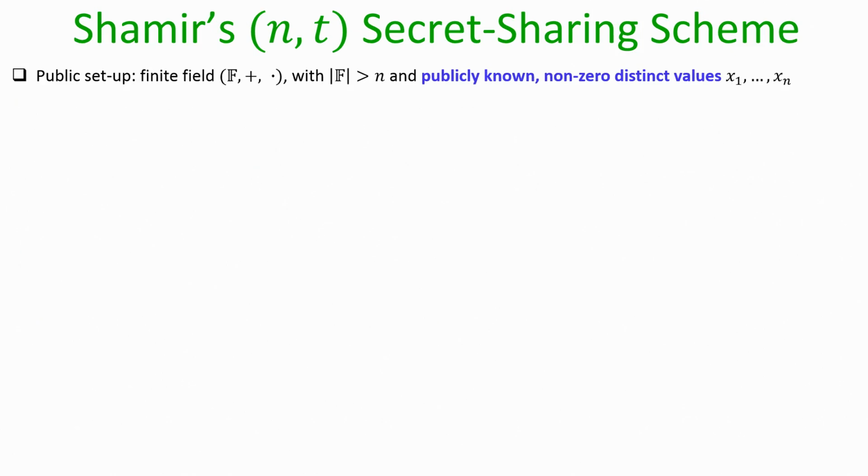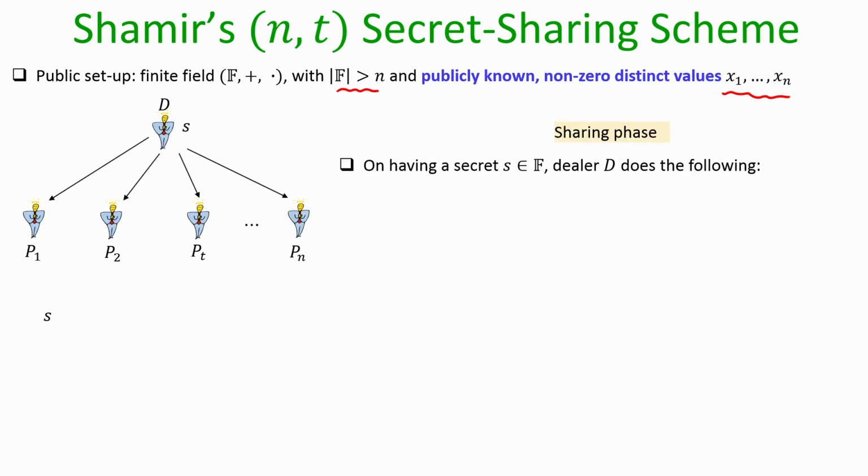So, now let us go to the description of Shamir's secret sharing. The intuition I have already discussed. As part of public setup, we will be given some finite field where the size of the field is at least n, the number of shareholders, and associated with the shareholders will be n publicly known non-zero distinct x values, namely x1 to xn, which are values from the finite field.